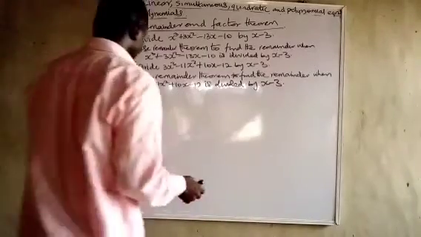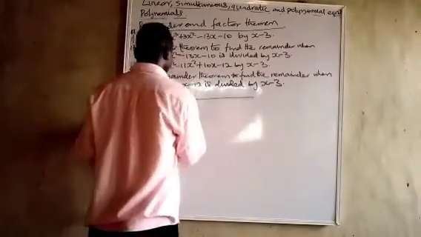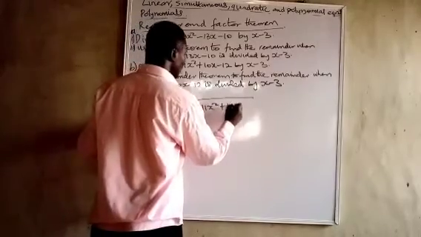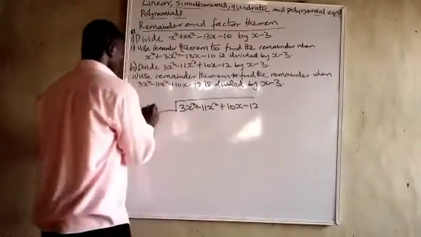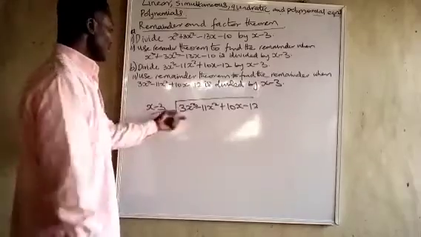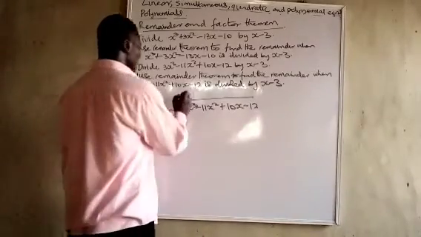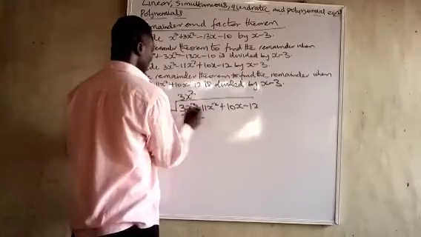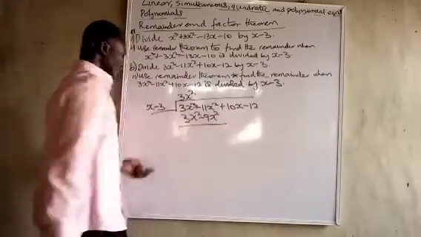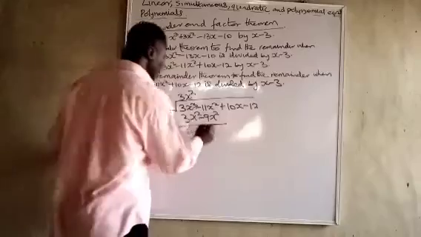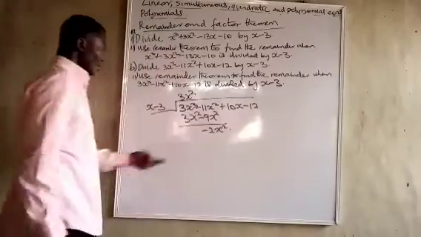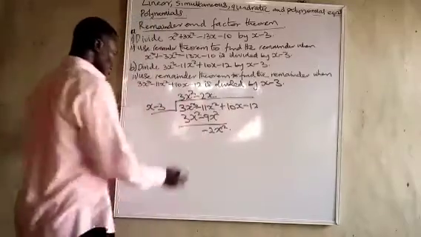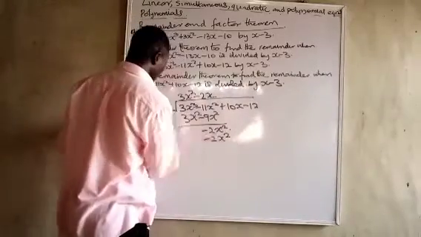Now, the second one, we have a situation like this: 3x cubed minus 11x squared plus 10x minus 12, divided by x minus 3. So, what do I have here? x into 3x cubed is 3x squared. Now, let me use that to multiply through: 3x cubed minus 9x squared. Now, subtracting, this gives me minus 2x squared. So, x into minus 2x squared is minus 2x. Multiply through, I get minus 2x squared plus 6x.